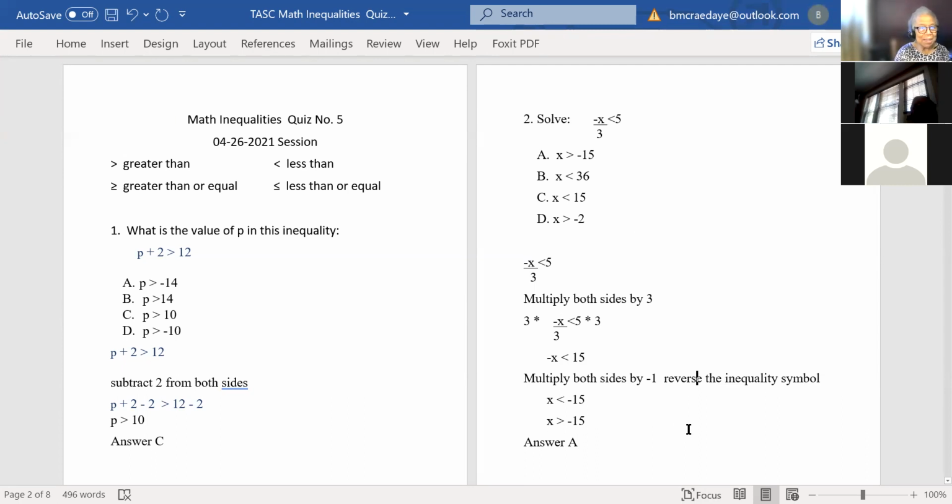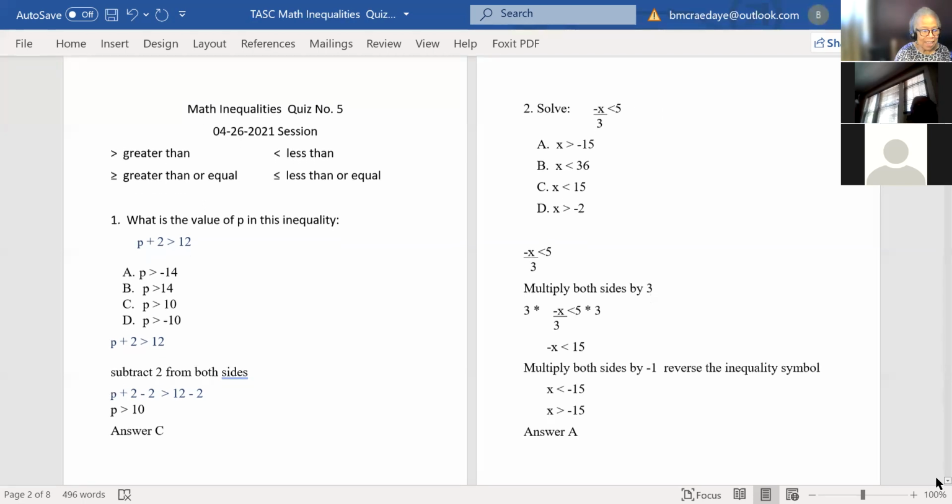Multiplication, because it's a division, right? So to get this 3 out, we had to multiply both sides by the 3. And then we just had X, but it was a negative, so we had to multiply by -1. Whenever you're multiplying or dividing by a negative, you reverse the inequality symbol. Okay, you had the answer, Vanessa. Very good.